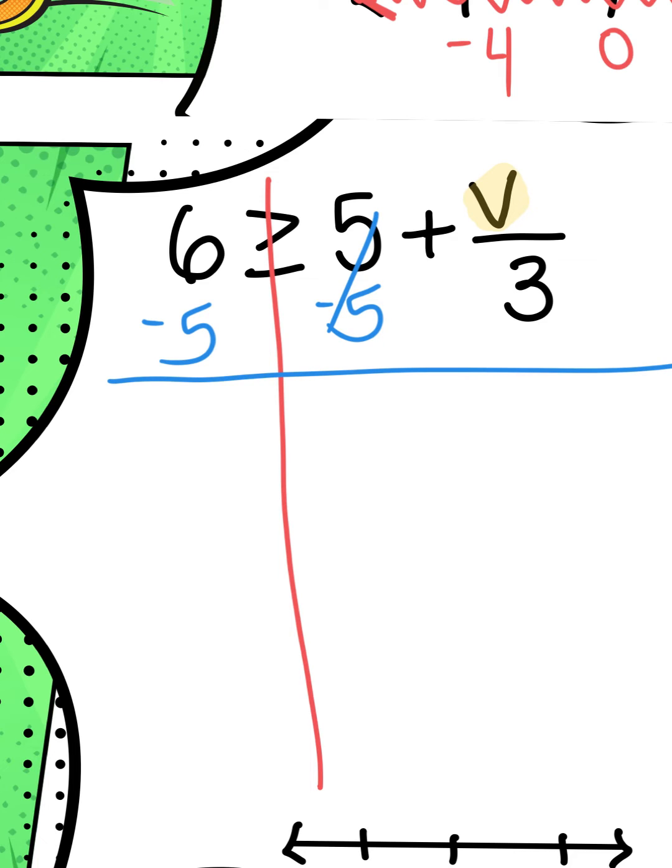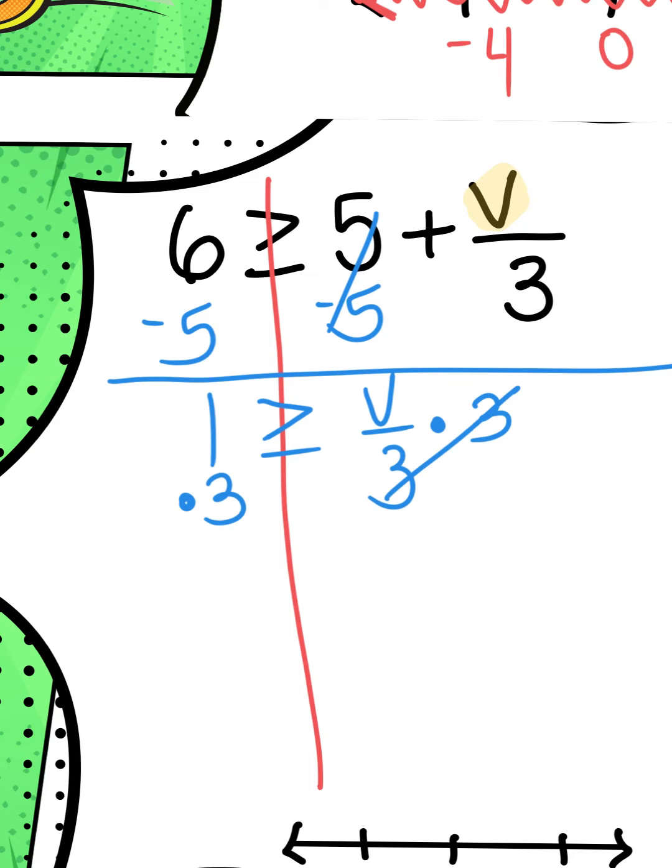6 minus 5 gives me 1. I need to get rid of dividing by 3 by multiplying by 3 now. Multiply by 3 on this side. 1 times 3 is positive 3. I did not need to flip the sign because that 3 was positive. However, my answer is always going to be what the variable is. So if I read this right now, this says 3 is greater than or equal to V.